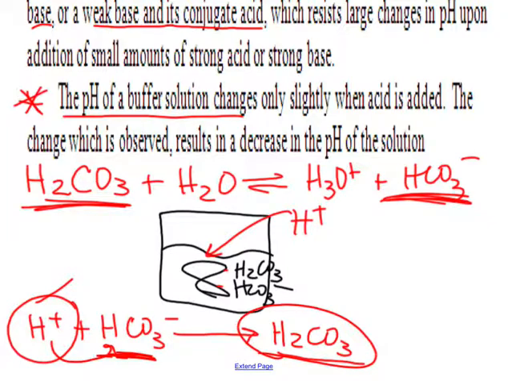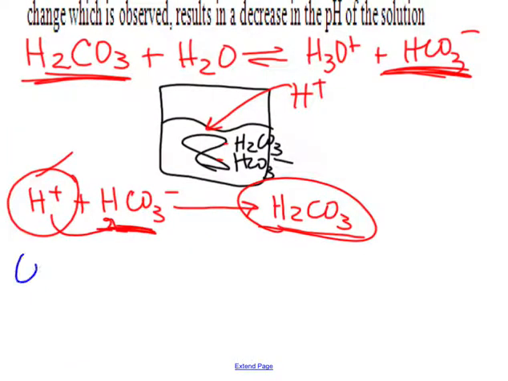So buffers can take hits from the acidic side. They can also take hits from the basic side. So if I were to somehow drink soap, what would it react with in our blood?